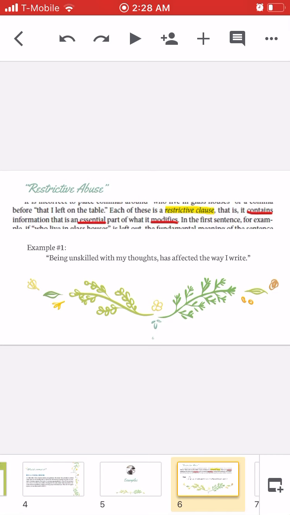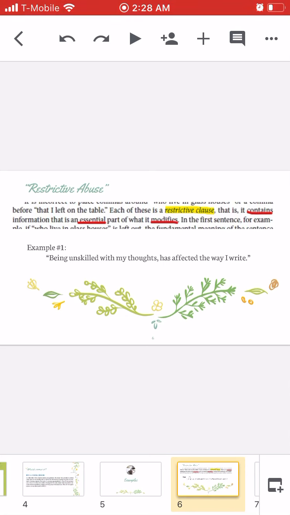So my first example is in the restrictive abuse. And basically restrictive abuse is when you overuse the usage of a comma and you separate the essential part of a clause. So you separate a dependent clause with an independent clause, and the idea that you're formed in your writing, in your sentence.